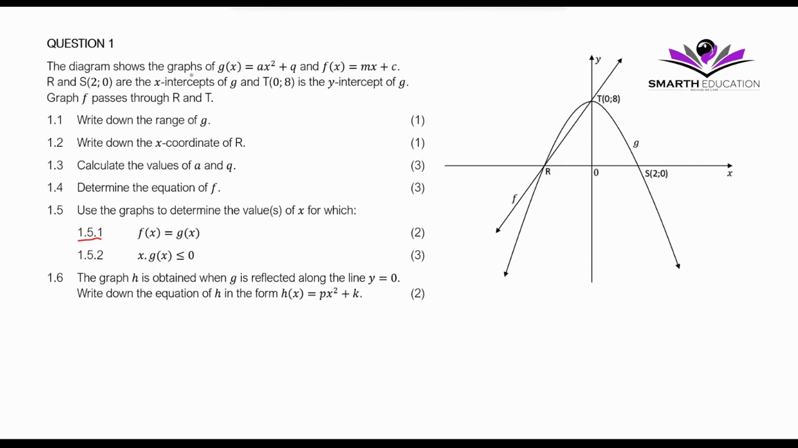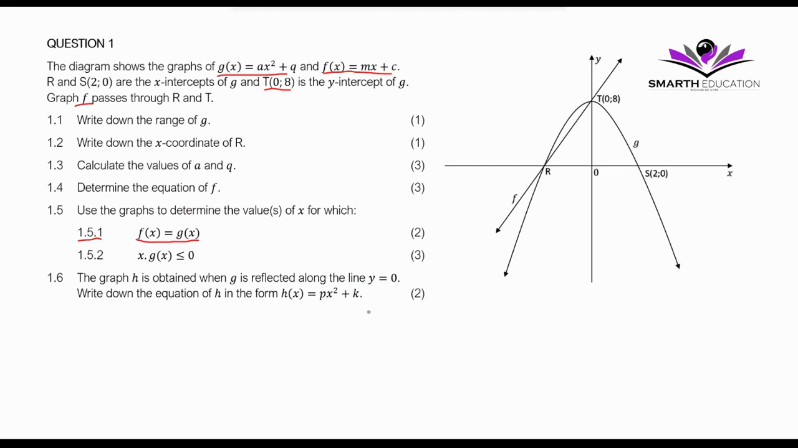The diagram shows the graphs of g(x) and f(x). R and S are the x-intercepts of g. T is the y-intercept of g. And graph f passes through R and T. Use the graphs to determine the values of x for which f(x) is equal to g(x).